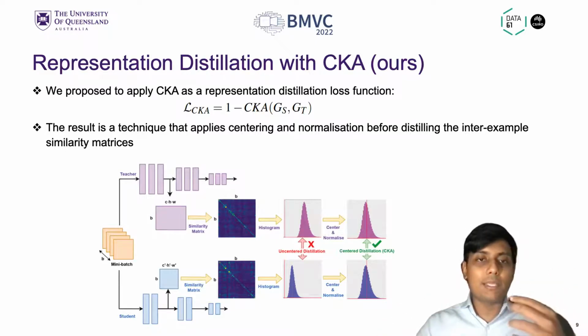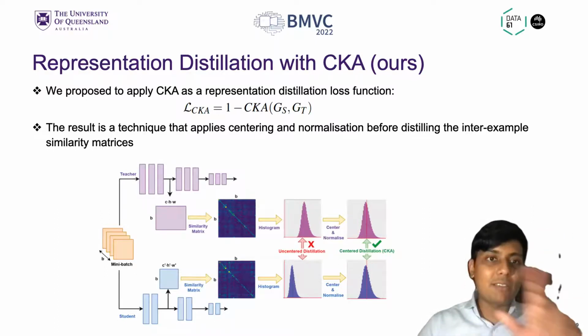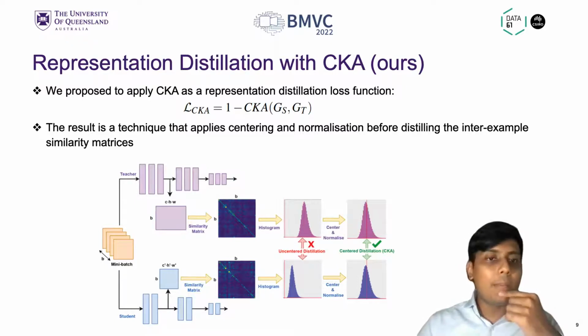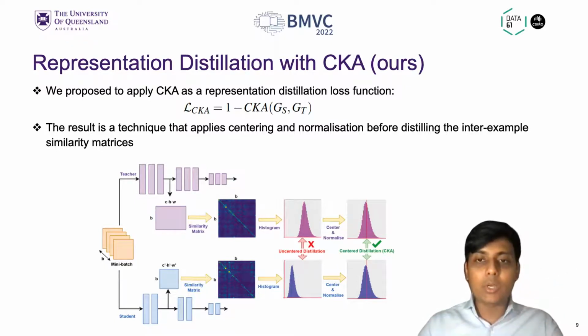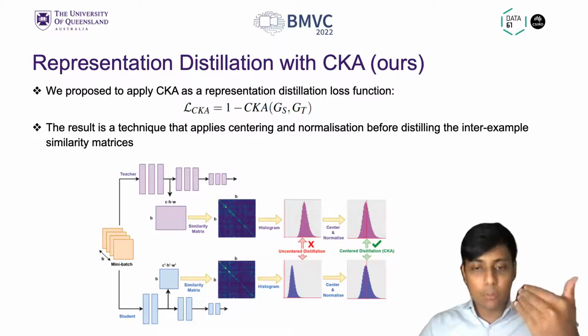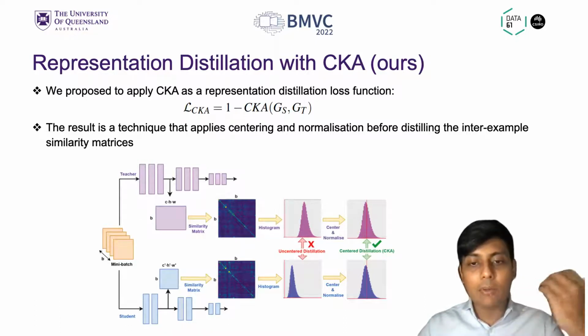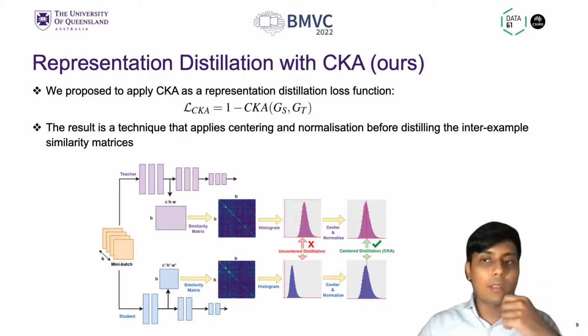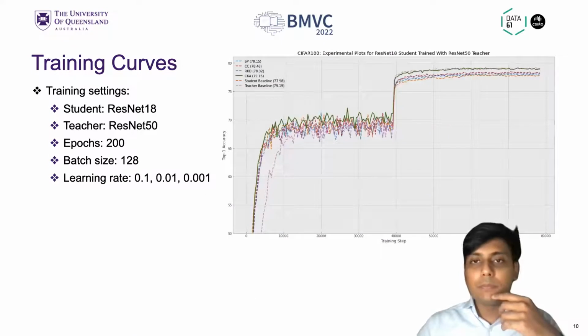The way we do that is to formulate a loss function that goes 1 minus CKA of G_S, G_T, and that basically pegs the value of CKA to 1, to maximize that value. The result is a technique that applies centering and normalization before distilling the inter-example similarity matrices, as opposed to the state-of-the-art, which applies distillation on the non-centered Gram matrices.